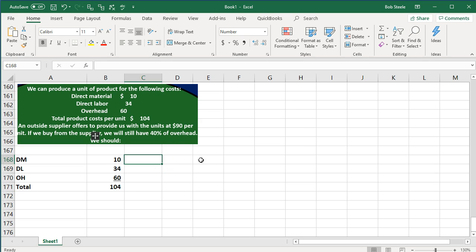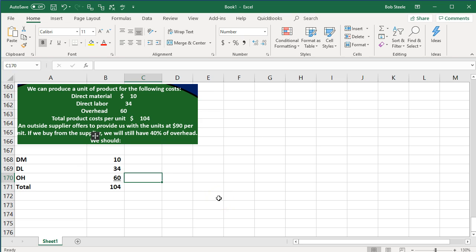Of course, the question here is the overhead of $60. It's saying that we're still going to have 40% of overhead even if we accept the offer, meaning we apply out part of the overhead. So if we buy from the supplier, we will still have 40% of the overhead, which means we're going to remove 60% of the overhead.